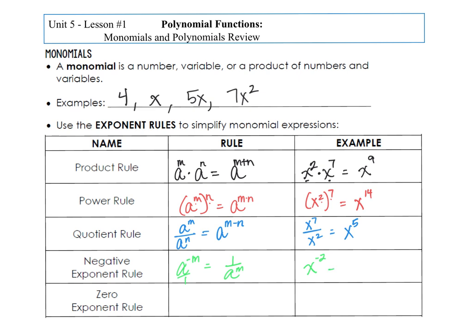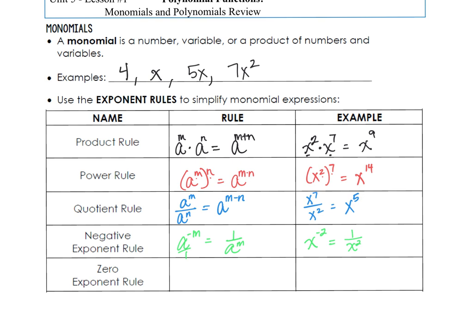So we get rid of that negative exponent by taking the reciprocal of x, which would be 1 over x, and then we make the exponent positive once we've made the reciprocal of it. Okay, location change, nothing else. And then we have our zero exponent rule.